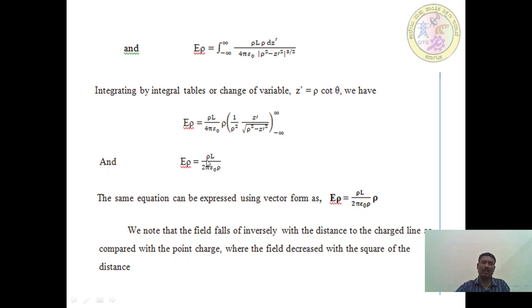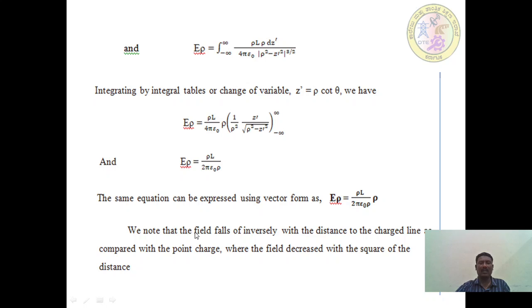E rho is equal to rho L divided by 2 pi epsilon naught rho. This is the field existing for the line charge. See that this is the same equation expressed in vector form: E is equal to rho L divided by 2 pi epsilon naught rho into a rho.